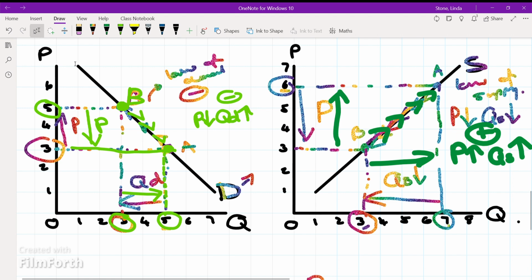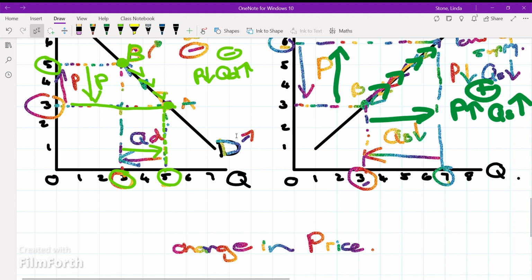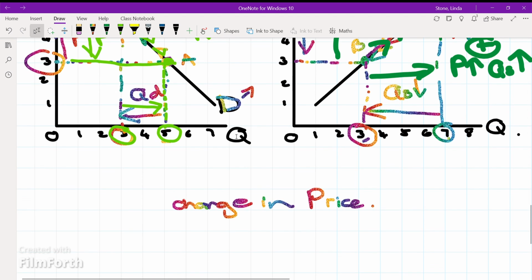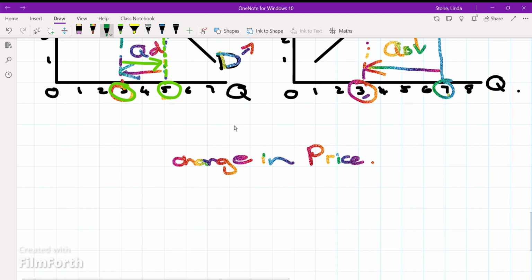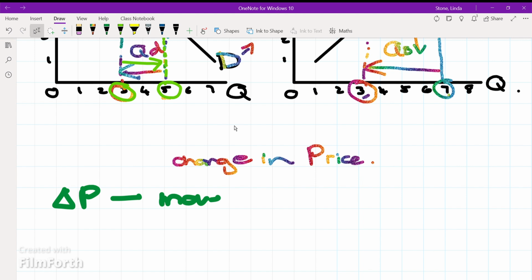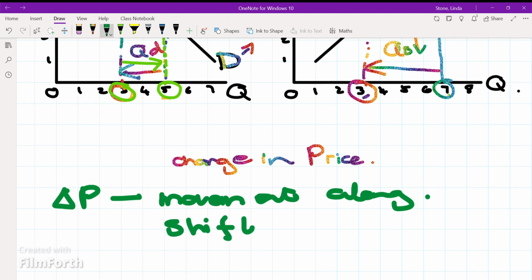But remember, a movement along the curve is caused by a change in price. So we can write it as follows. A change in price causes a movement along the curve. A shift of the curve, which we will show in the next video, is caused by any other change other than price.